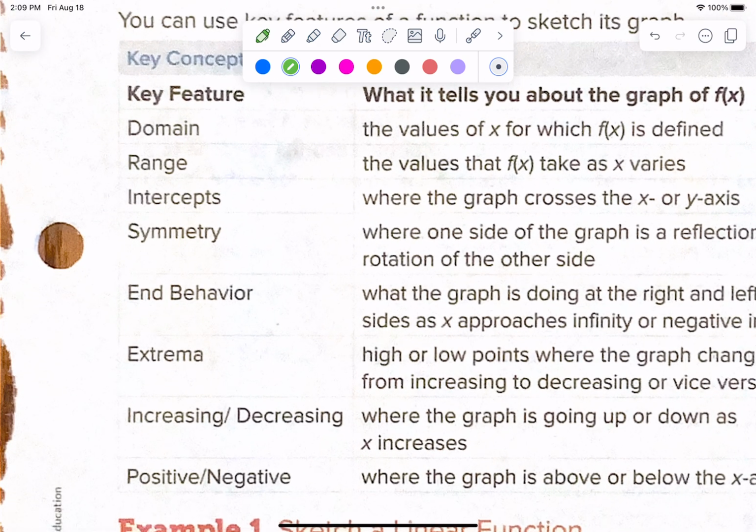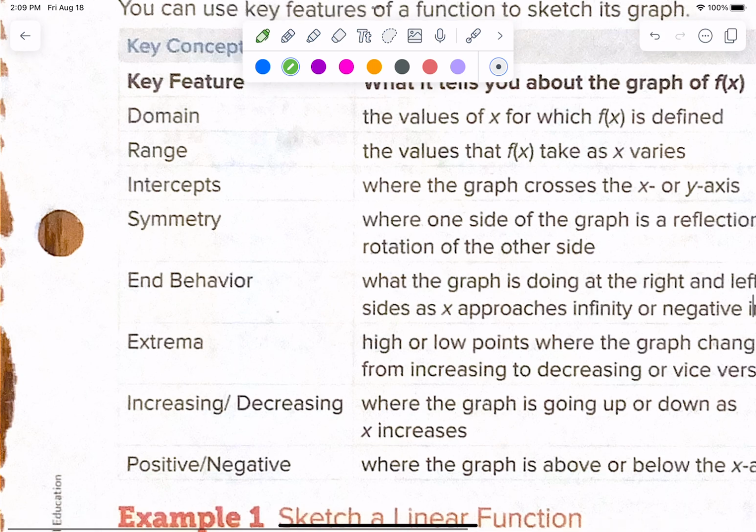This box, I'm going to write lots of information off to the side of this box. So be ready for that.